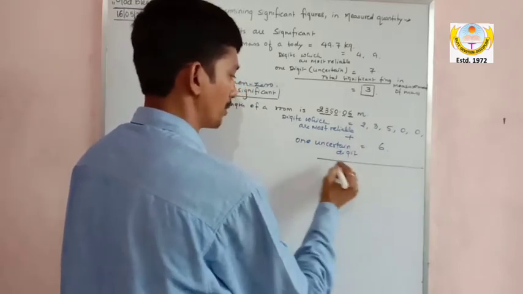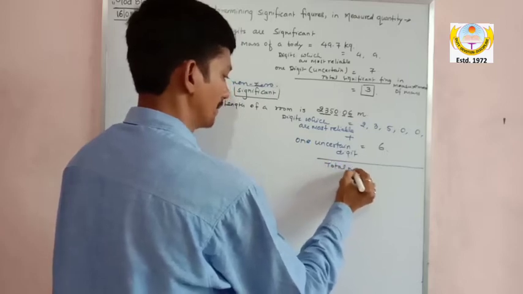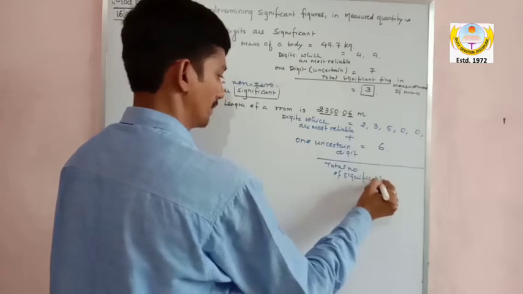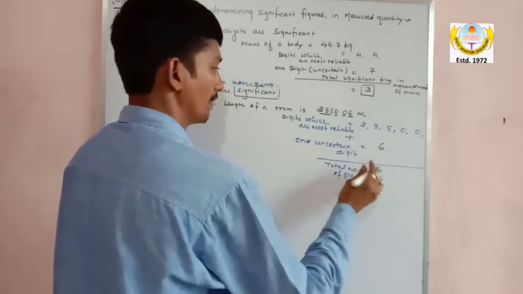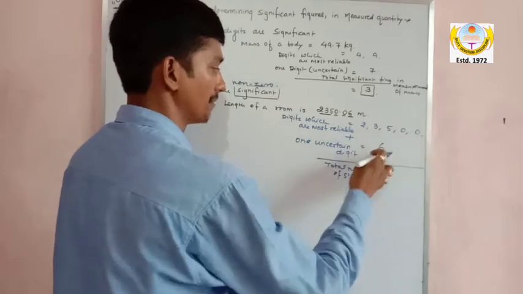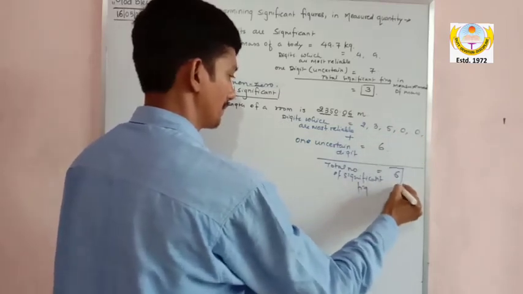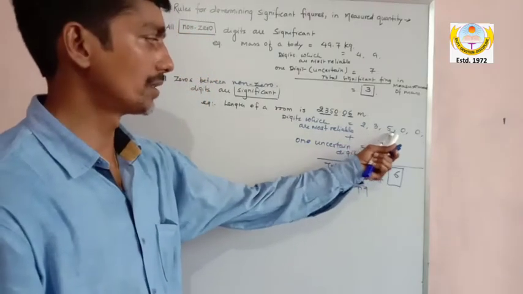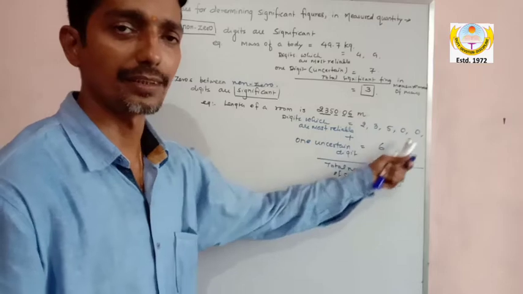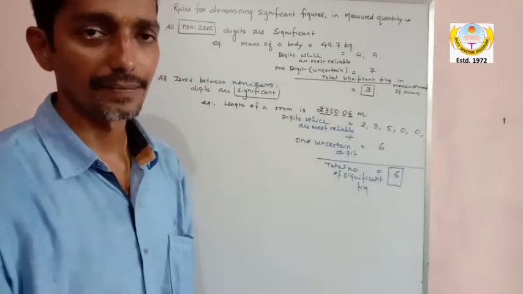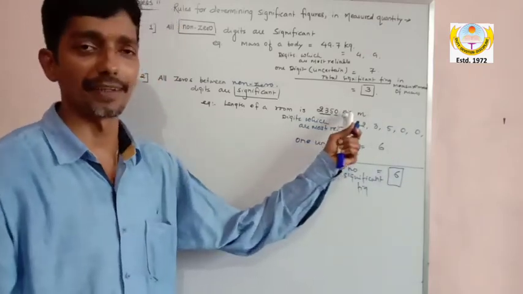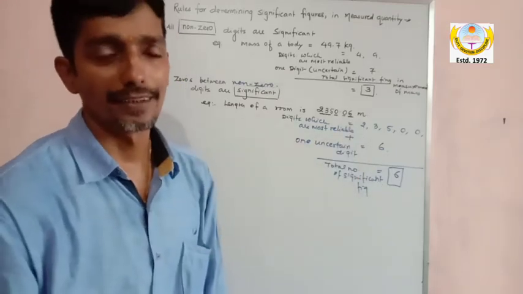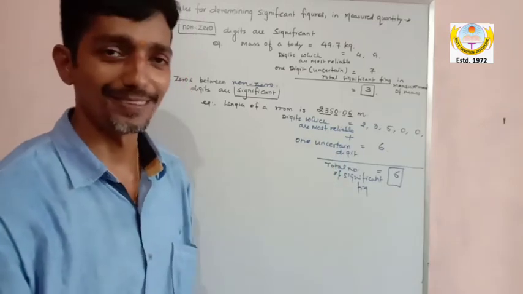So here the total number of significant figures will be 1, 2, 3, 4, 5, 6. 6 significant figures. This measurement carries 6 significant figures. I hope it is clear. And I prove my definition also.